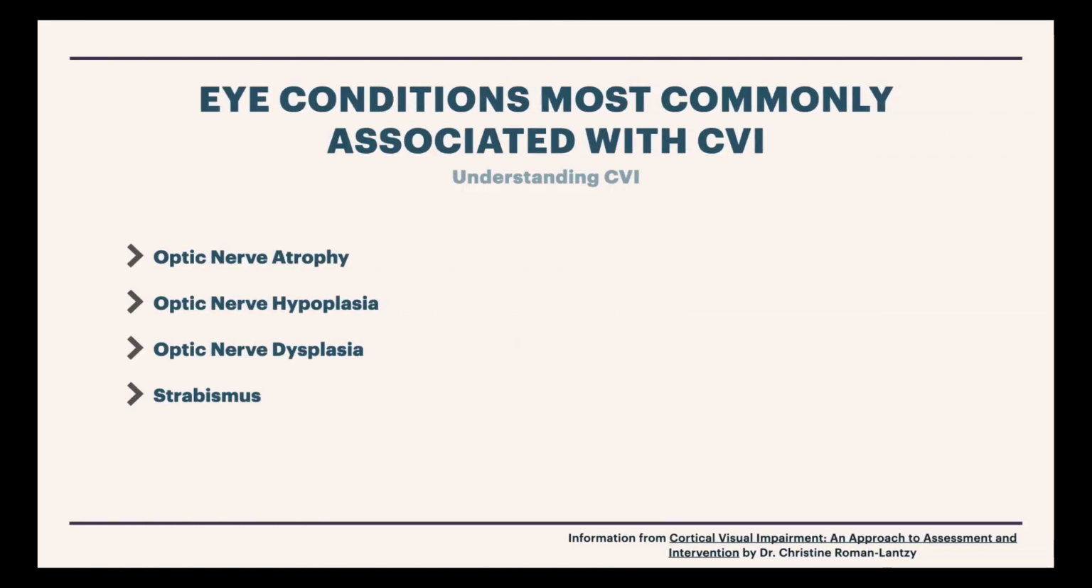Shown here are just a few eye conditions that Christine Roman Lancey has identified as possible associations with CVI. This is not an exhaustive list, and it does not mean that the diagnosis automatically equates to CVI. A child must demonstrate the other 3 elements as well. Simply, if you see these diagnoses in an eye report, all we're asking is that you be mindful during your evaluation process.